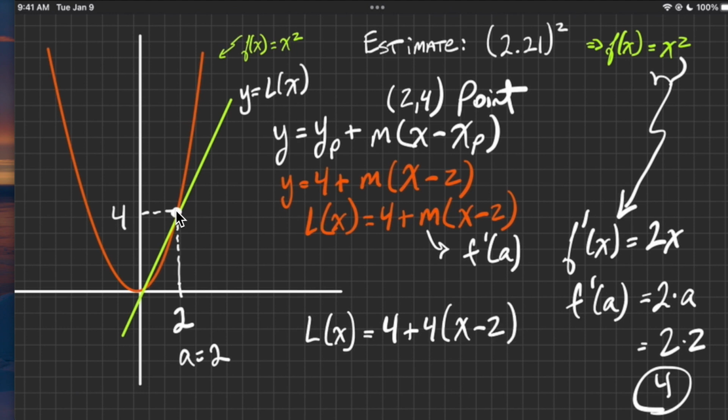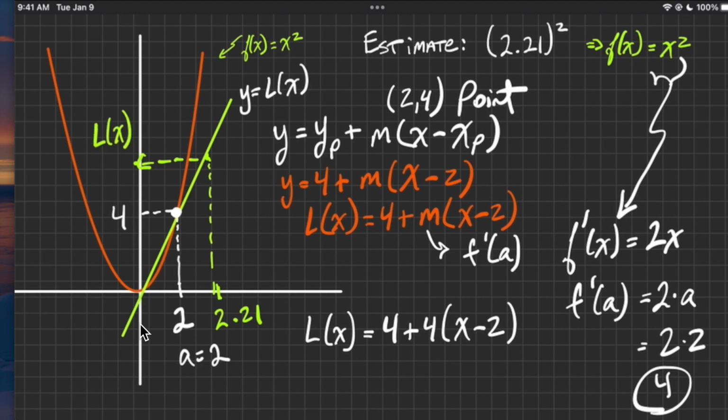So what does that mean at this point? That means you can give us any x value, and we can plug it into this formula, and it will give us L of x. So any x value you give us, in this case, they're giving us 2.21. We're going to plug 2.21 into the equation of this line, and that's going to give us this L of x value right there.